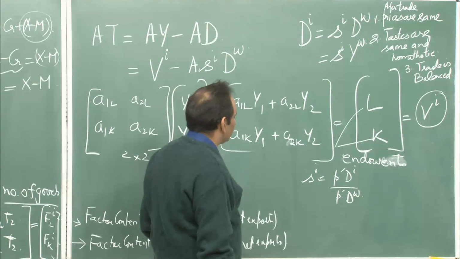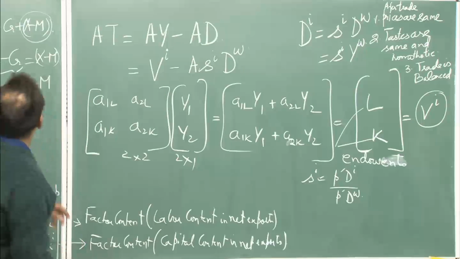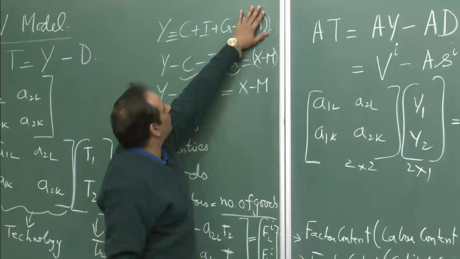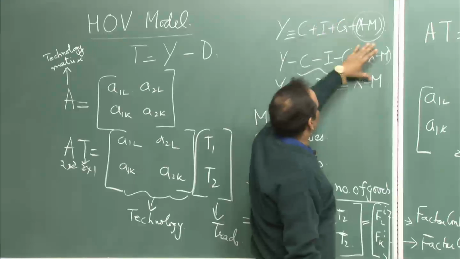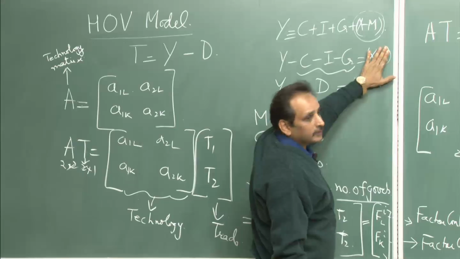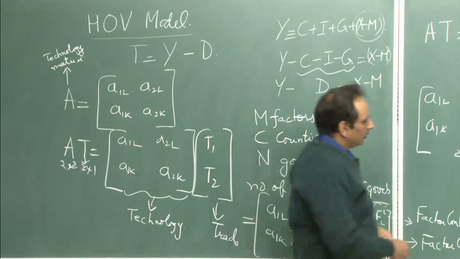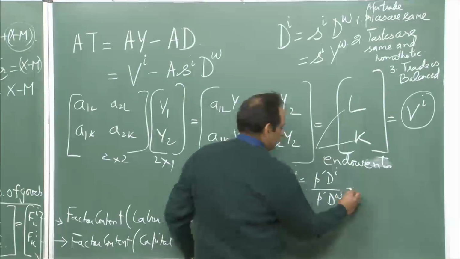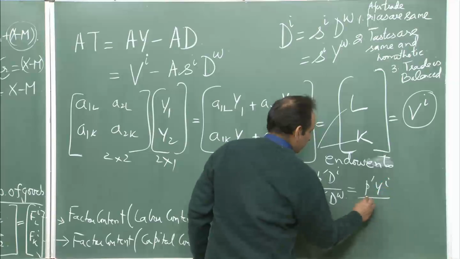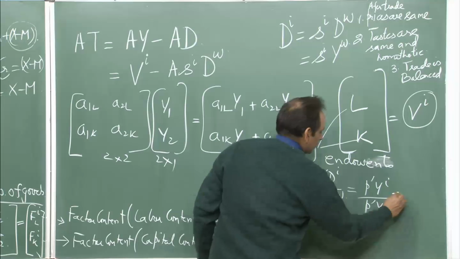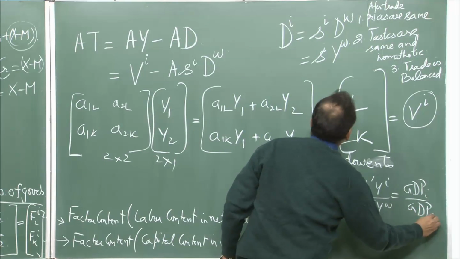Now, if you further assume that trade is balanced, then exports are equal to imports. So, whatever your output is will be equal to the demand if X minus M is the same initially. So, Y will be equal to D. So, this would become P dash Yi by P dash Yw. So, this will be GDP i by GDP w.